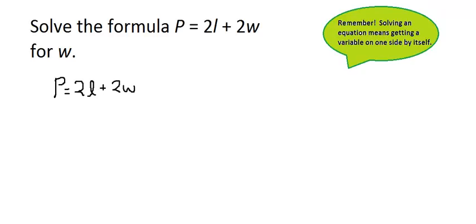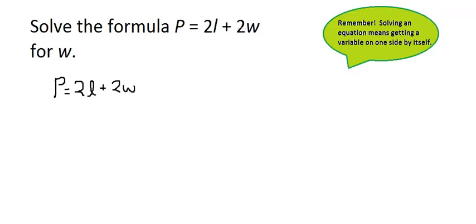So we looked at an example where you really just had one thing going on, and so now we're going to look at an example where we're going to have to do more than one thing to end up solving our formula, okay? So we're going to look at the formula for the perimeter of a rectangle. That formula is that the perimeter equals 2 times the length plus 2 times the width. All right, and they say that we're going to solve it for W.